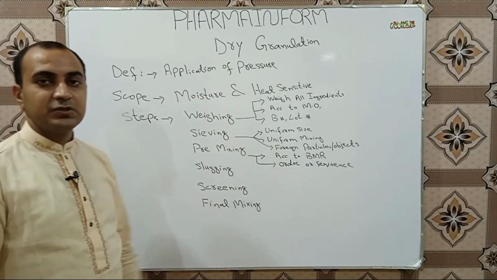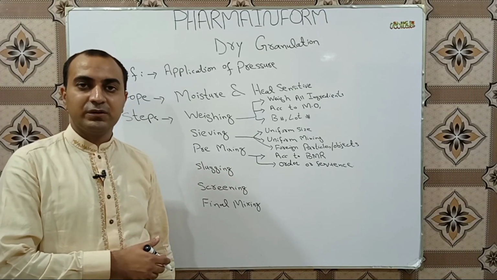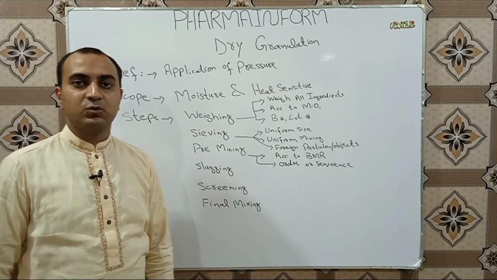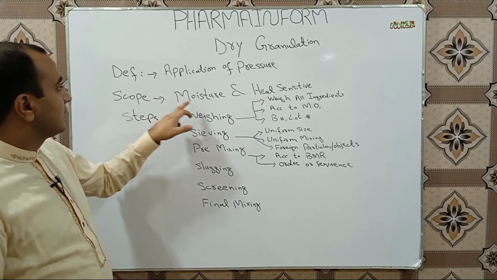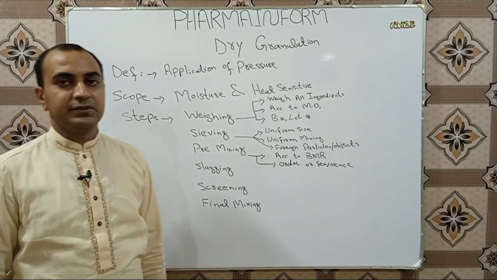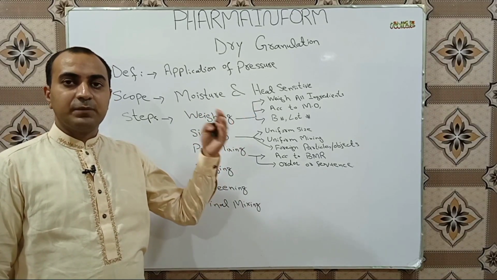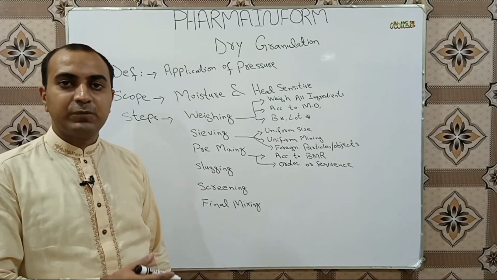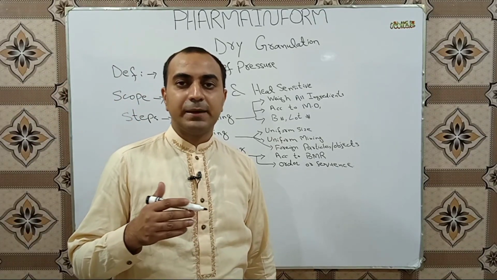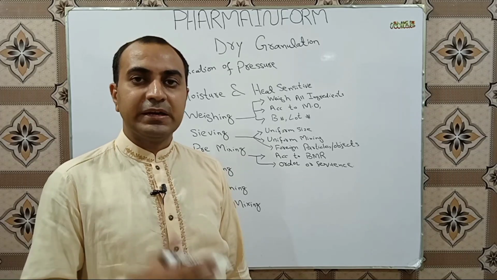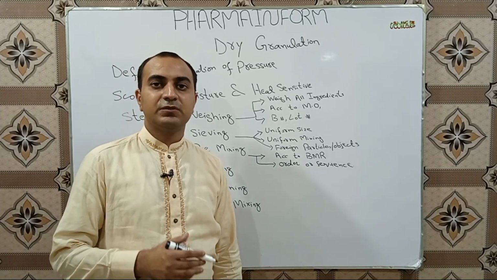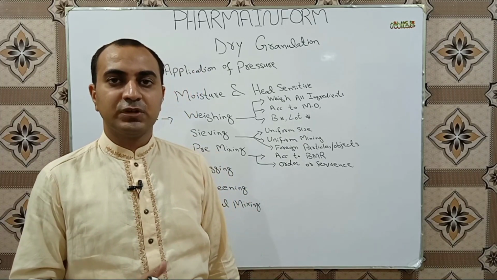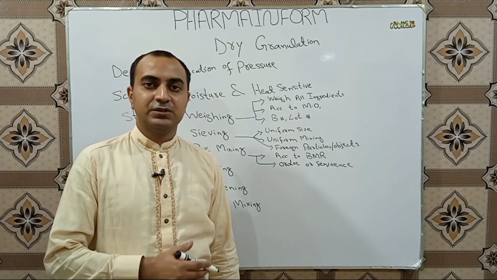But in the case of dry granulation we do not add any solvent or binder solution, because this method is suited to products which are sensitive to moisture and heat. So in a brief summary, dry granulation is a process in which we convert fine powders into granules by the application of pressure. The main key difference is that in this method we do not use any solvent or binder solution, and we do not apply heat.